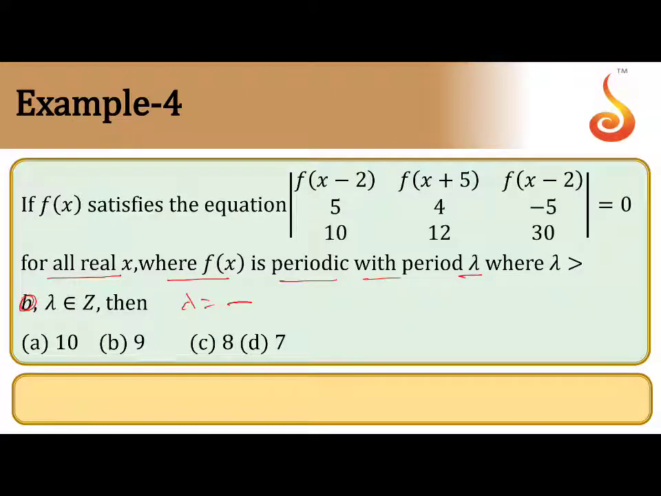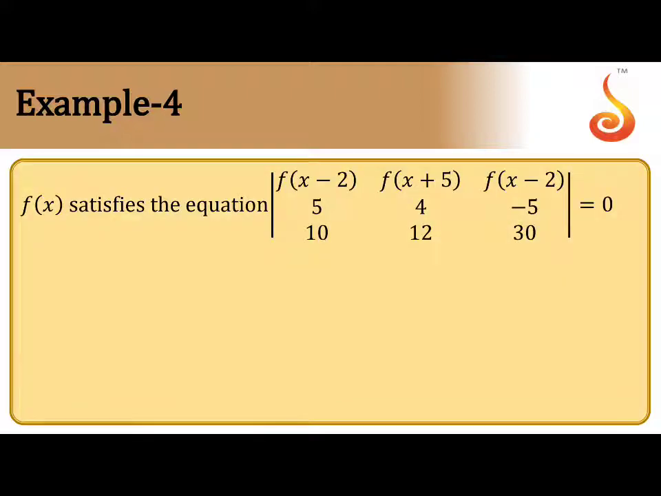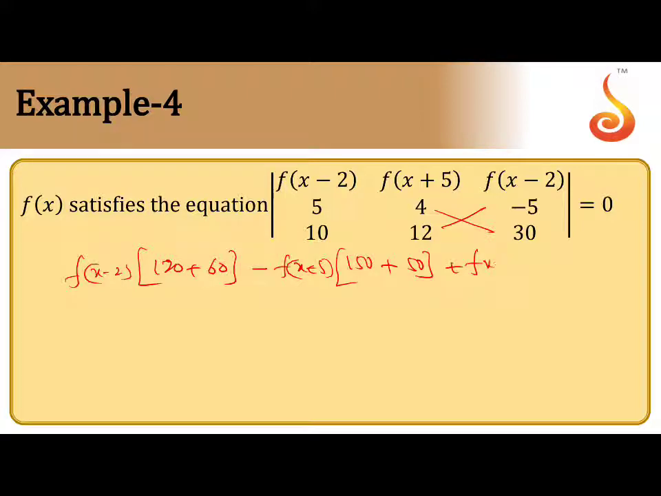So here f of x satisfies the equation for the value of lambda. Our job is to find the period of the function. That means you have to take the relation between f of x minus 2 and f of x plus 5 from the question. So now you can expand the determinant directly: f of x minus 2 into 120 plus 60, minus f of x plus 5 into 150 plus 50, plus f of x minus 2 into 60 minus 40, equal to 0.